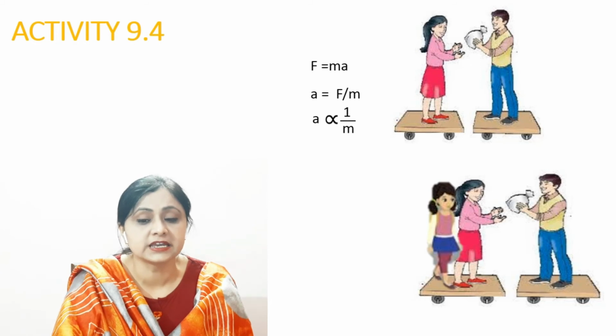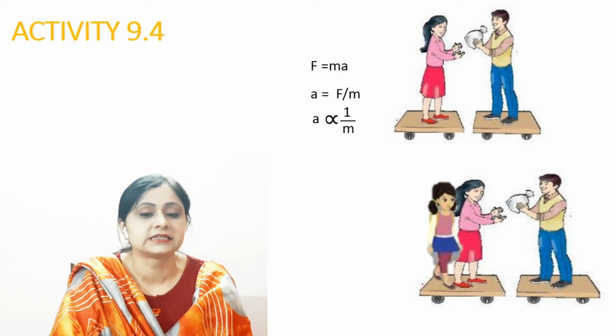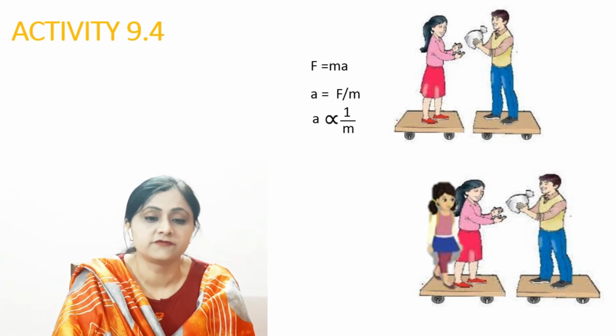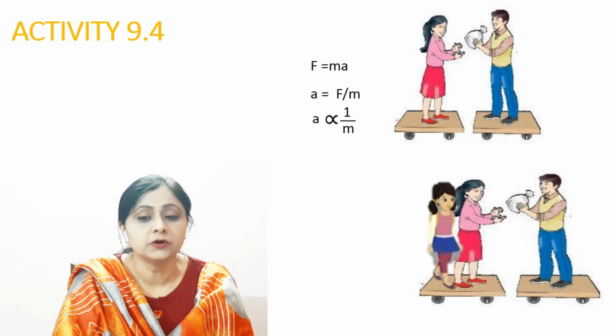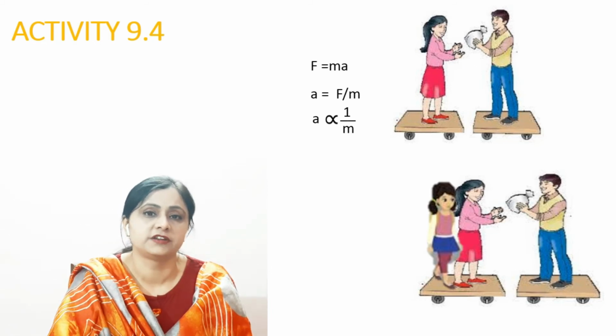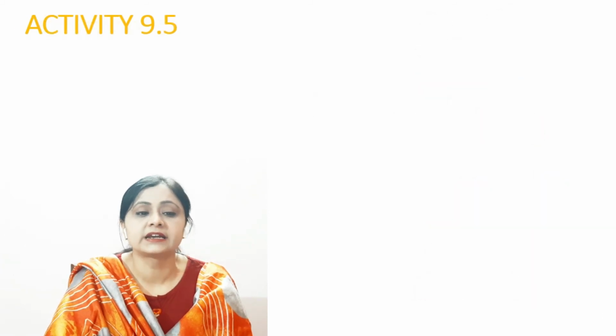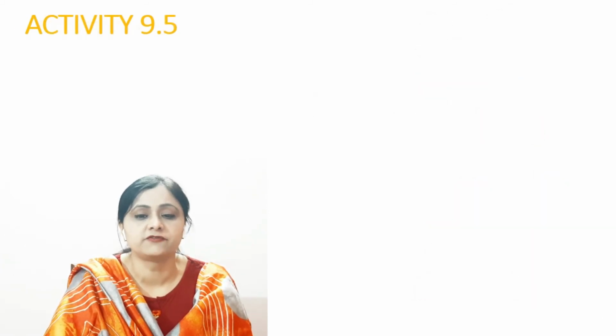If we are asking for this cart, on this cart only one boy is standing. So mass is less, due to which acceleration will be more. So in this cart more movement will be there, more acceleration will be there, while in this cart less acceleration will be there. Now I will take another activity, activity 9.5.